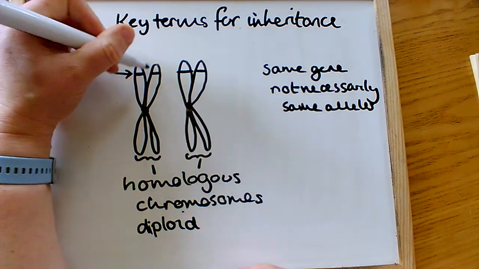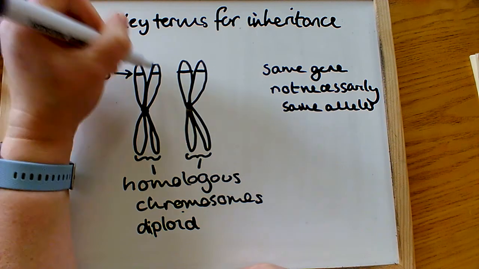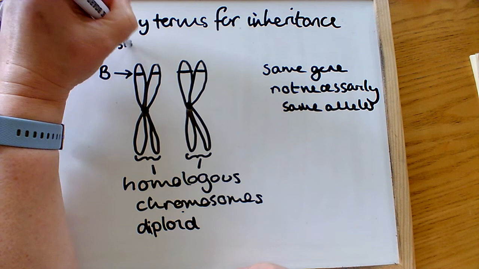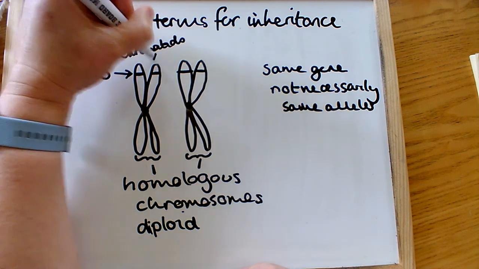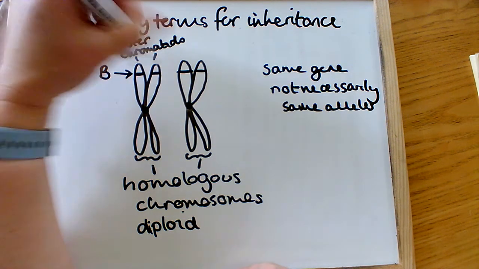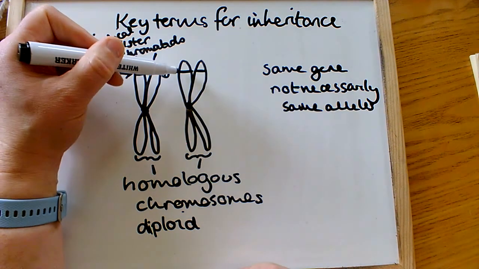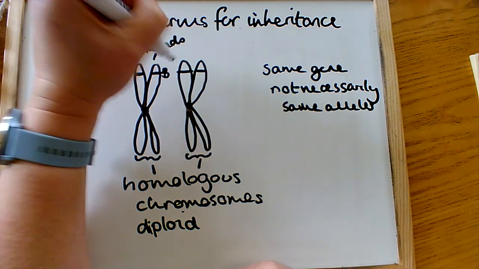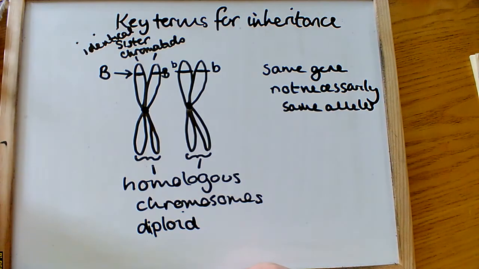So it could be that on this chromosome we've got a big B, which means that here will also be a big B because these are identical sister chromatids. So these two do have the identical alleles. But here, although it's going to be a B, it doesn't have to be a big B. It could be a lowercase, a recessive allele, a little b, and therefore that would also be a little b.